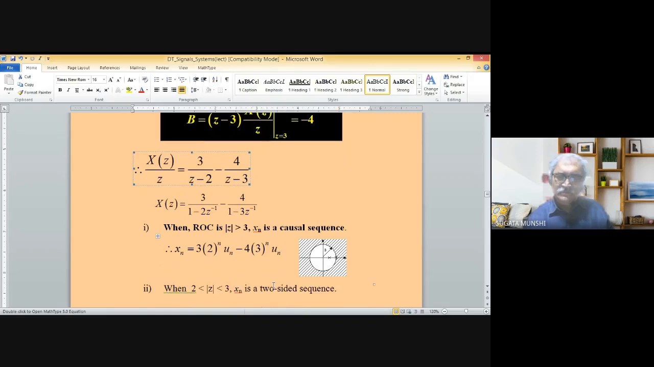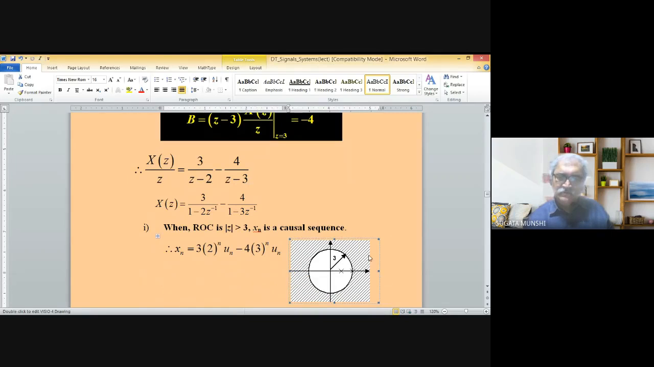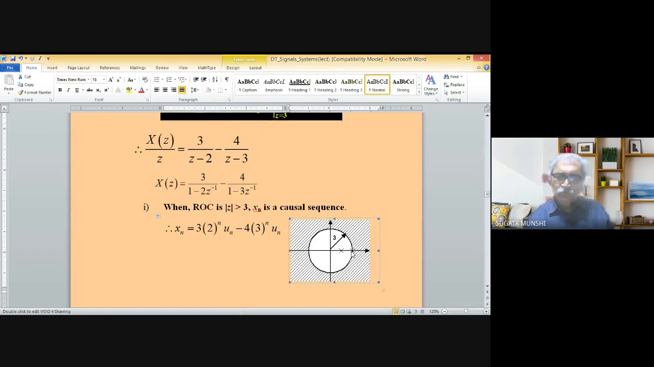Just see here, I have cited the figure. These are the two poles, one located at z equal to 3, another located at z equal to 2. So this is a circle with radius z equal to 3. The exterior of the circle is the region of convergence of X(z) for this particular case.